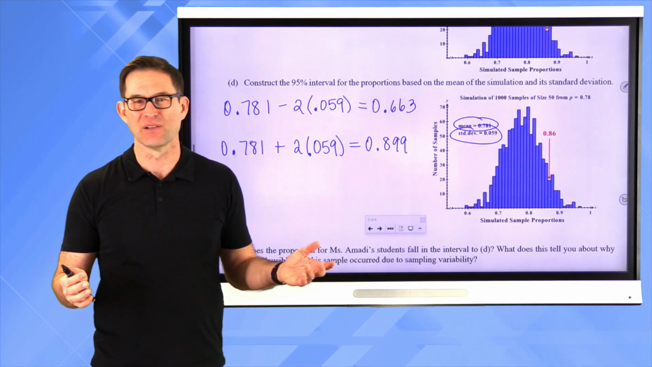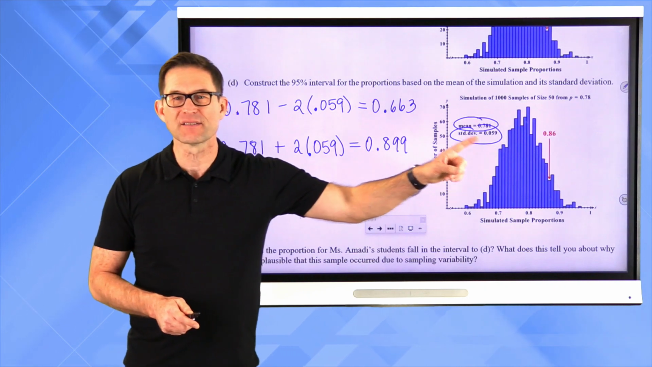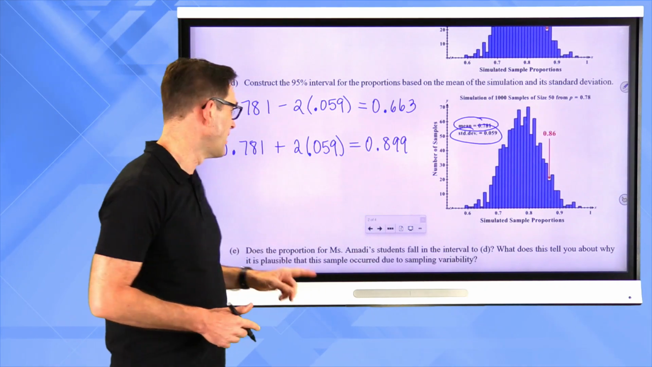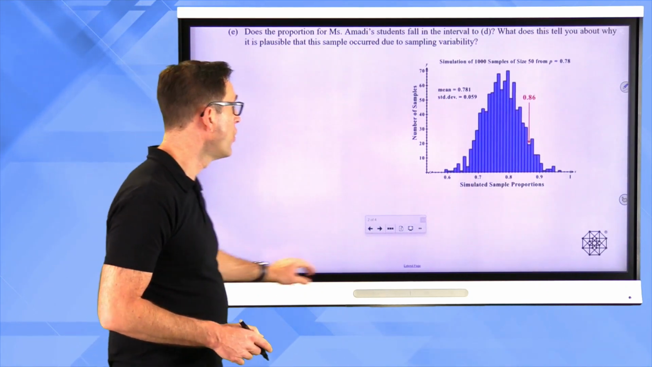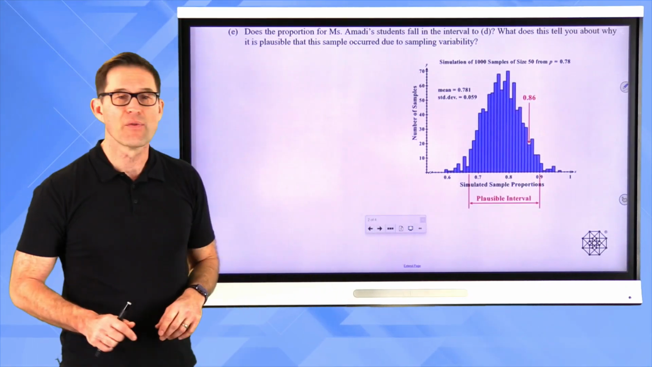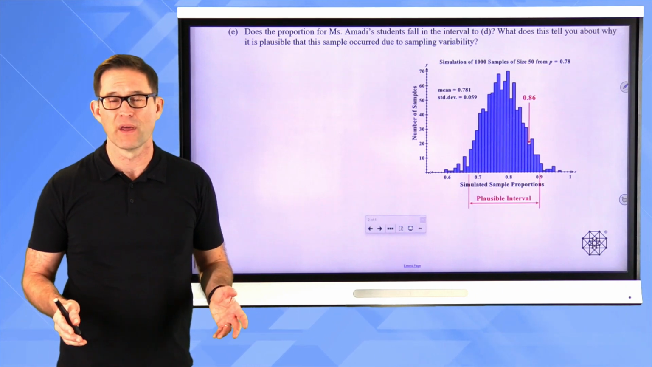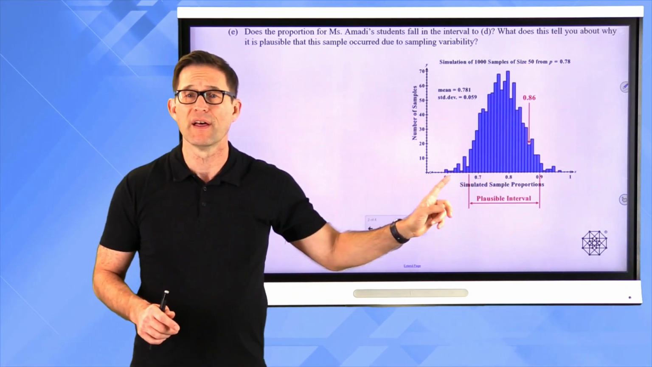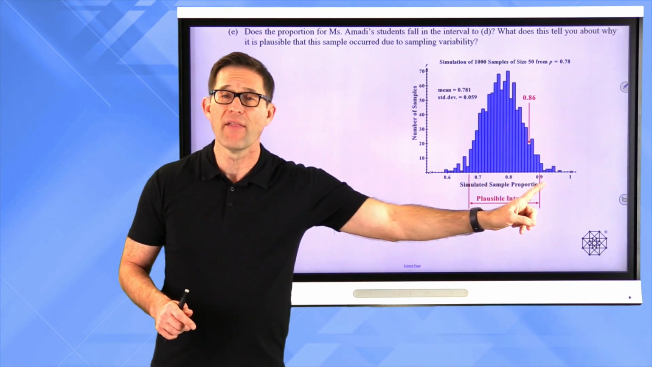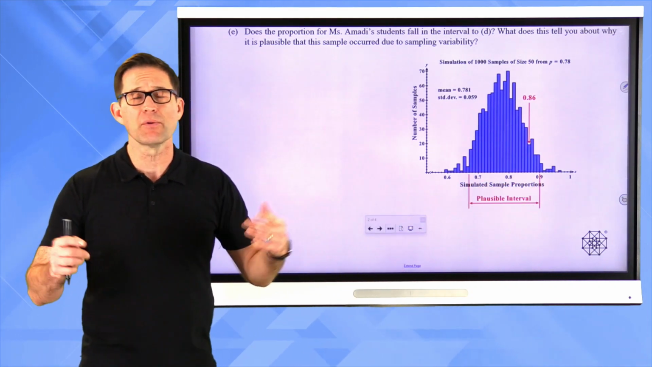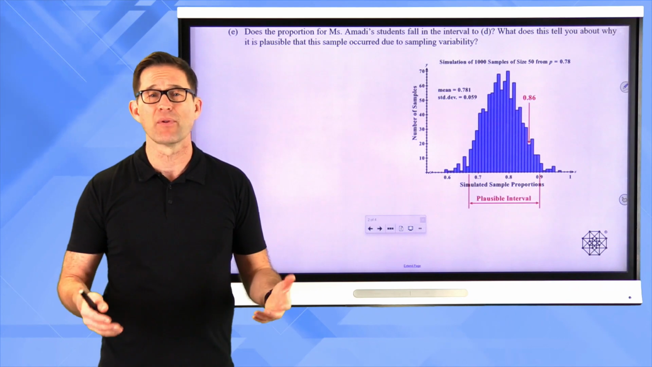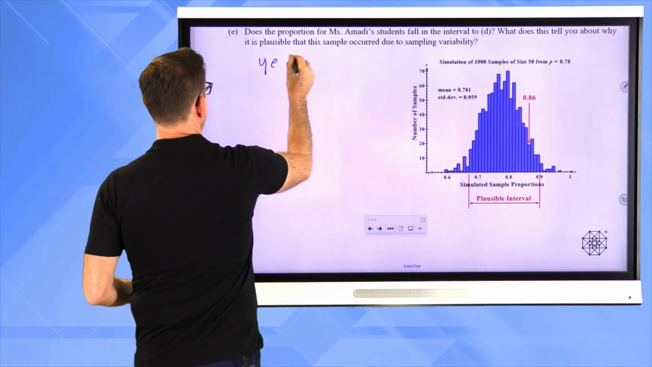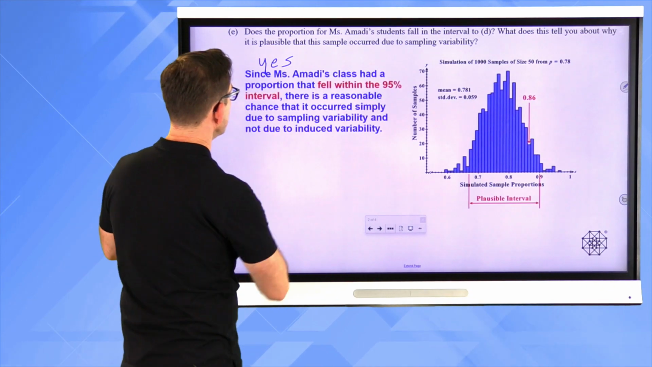And the answer is absolutely, right? 0.86 is greater than 0.663 and less than 0.899, right? And it's really cool. We can definitely visualize it, right? So there is my plausible interval. In other words, any proportion that's between that value and that value could plausibly have just happened by sampling variability, right? So the answer there is most certainly yes.